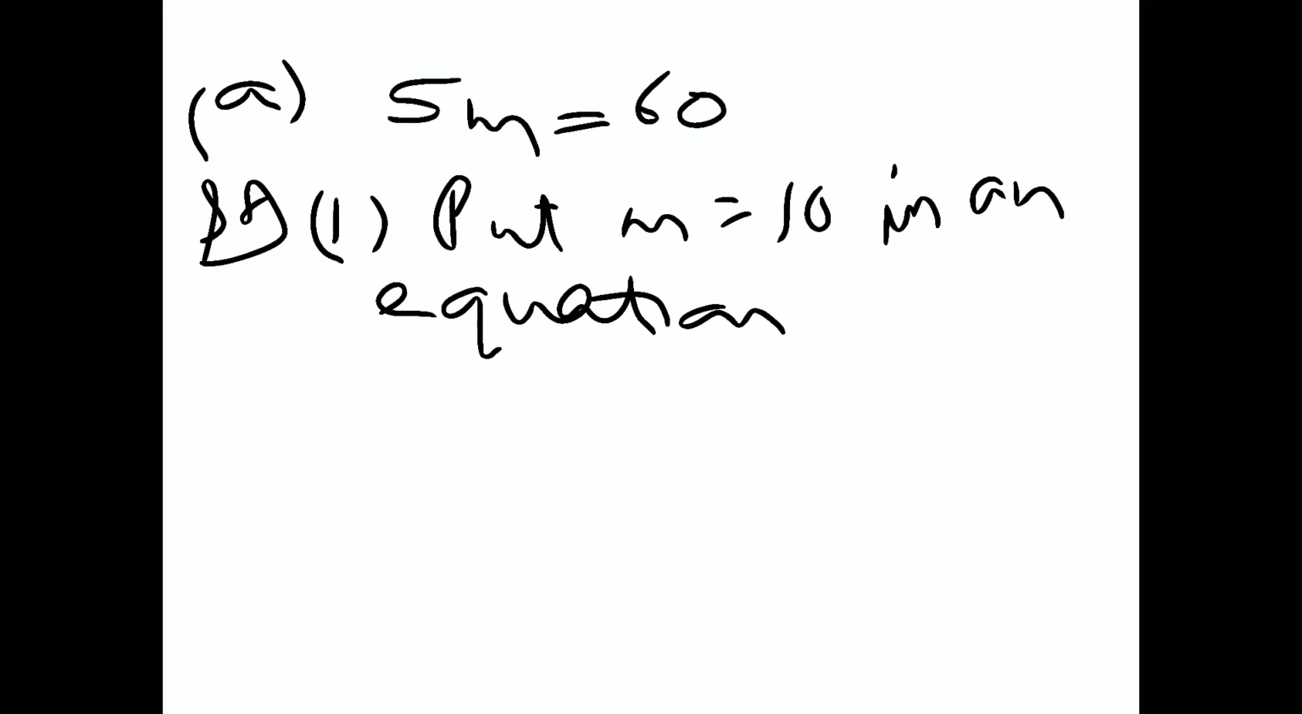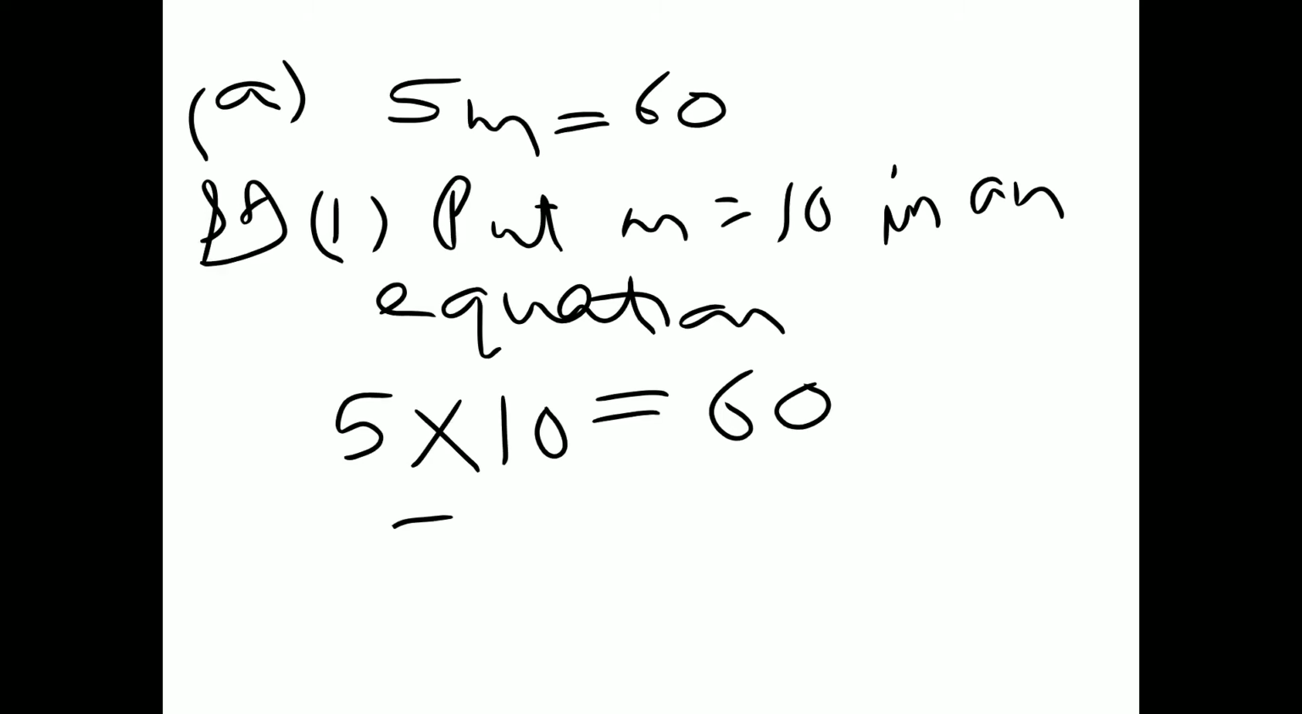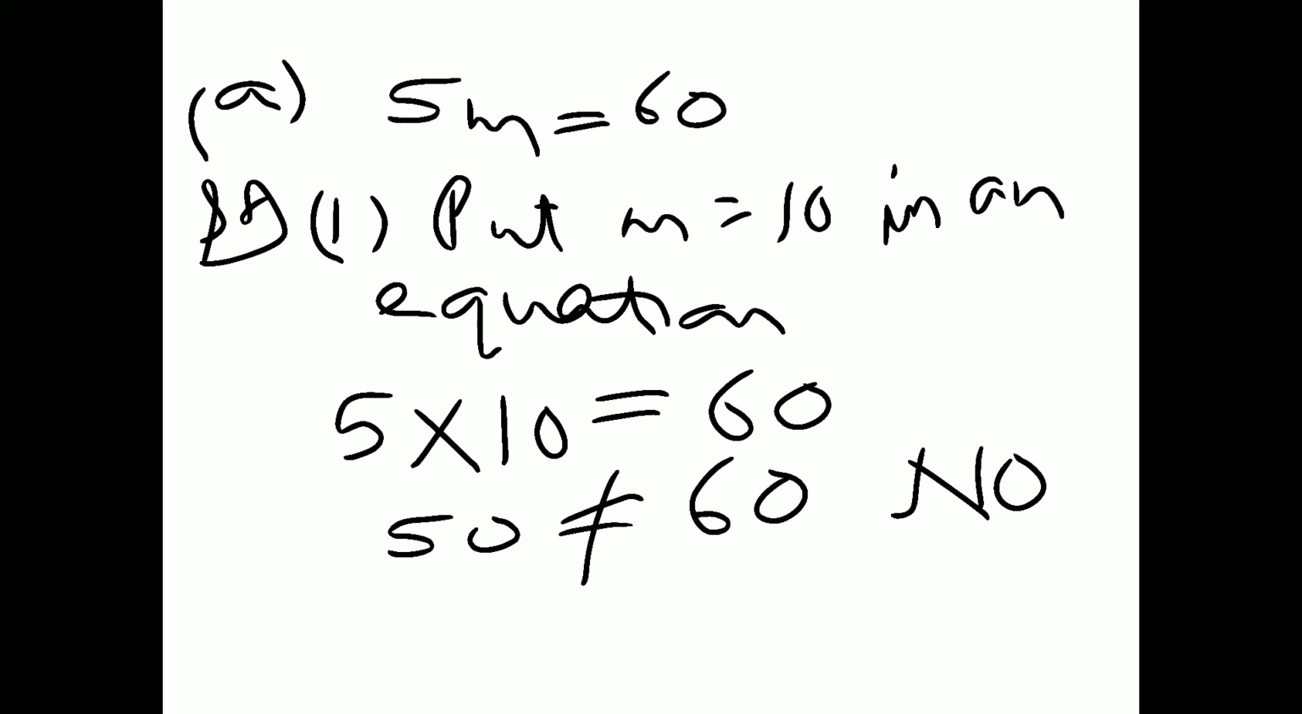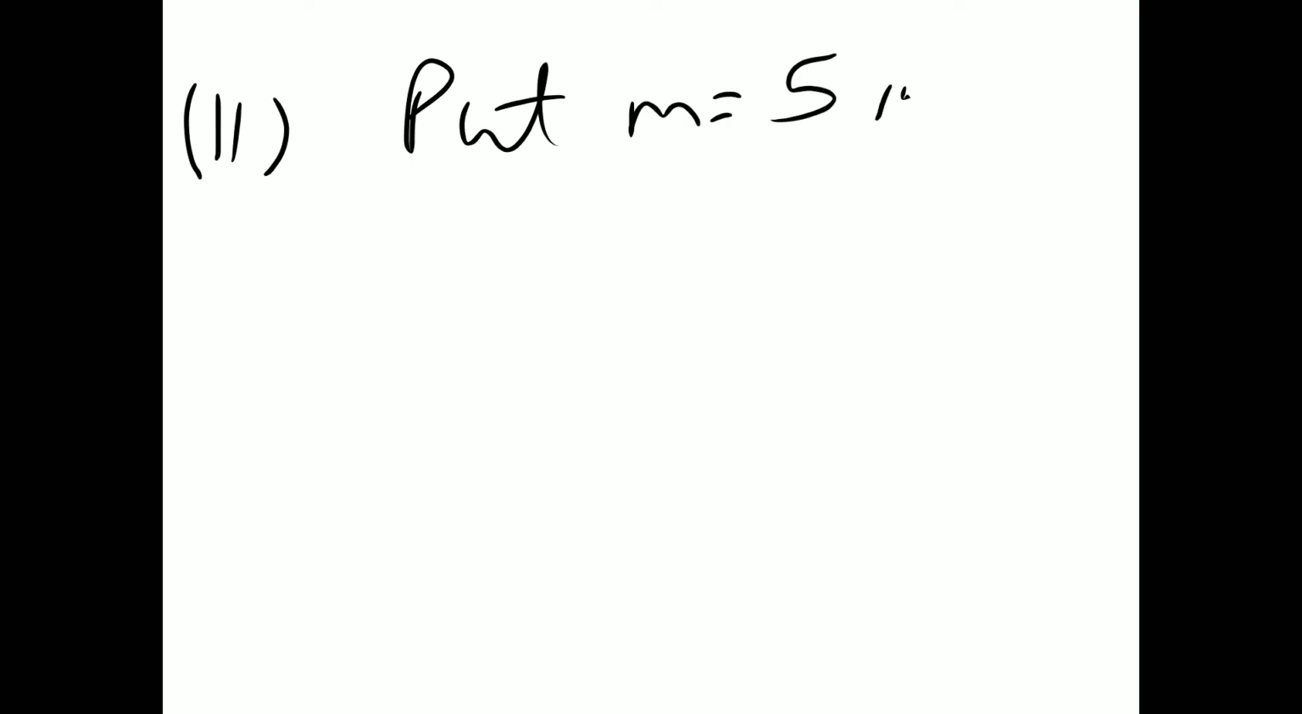Clear? Now you put 10 in place of m, what comes? 5 into 10 is equal to 60. Means left hand side is 5m and right hand side is 60. So 50 is equal to 60. No. So we write no. It is not an equation, so you write no. Clear? After this we write second. Now second time the value is 5. So you put m is equal to 5 in the equation.